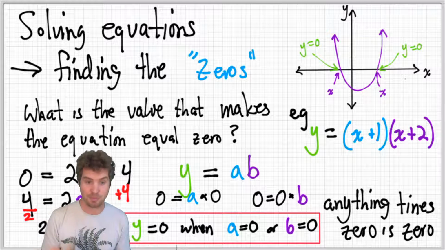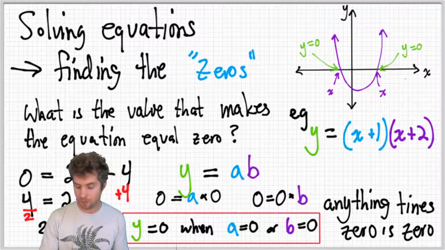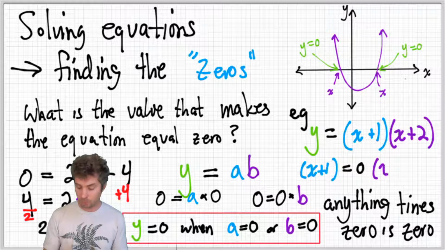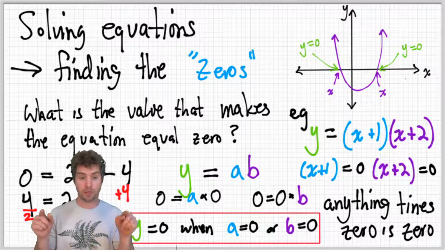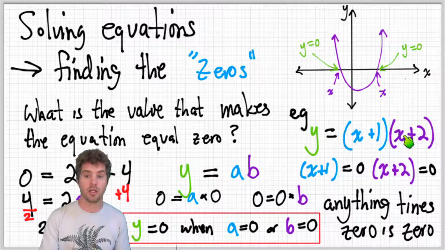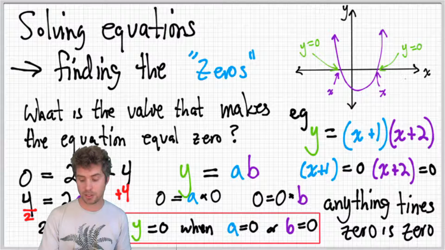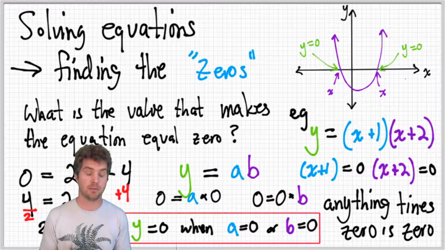So applying that to this particular equation, we can take the x plus 1 and set that equal to 0, and we can take the x plus 2 and set that equal to 0 and solve those, and the solutions for each of those two equations gives us an equation where this original one will equal 0, where it crosses the x-axis, where it lines up with 0 on the y-axis, right?